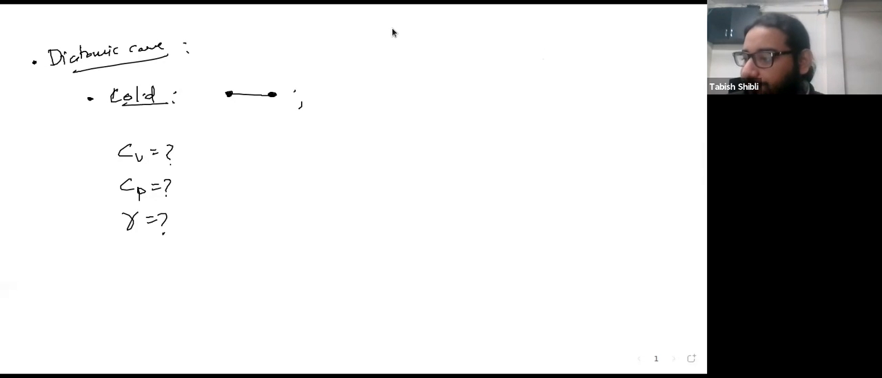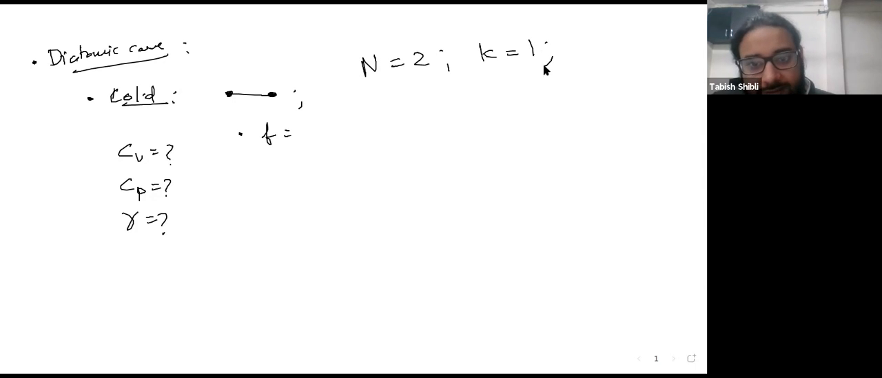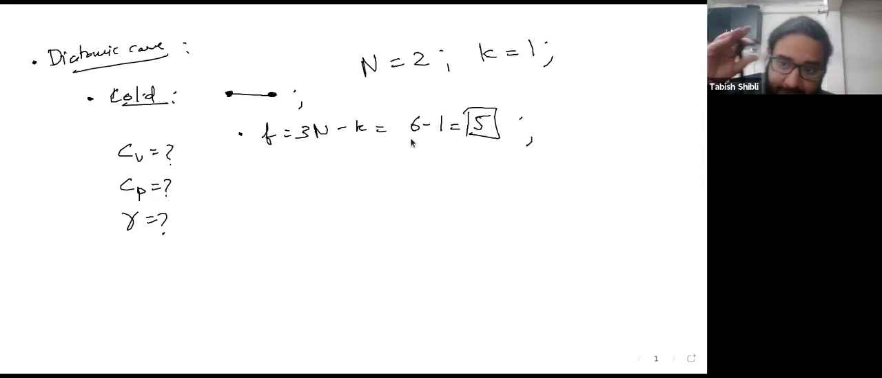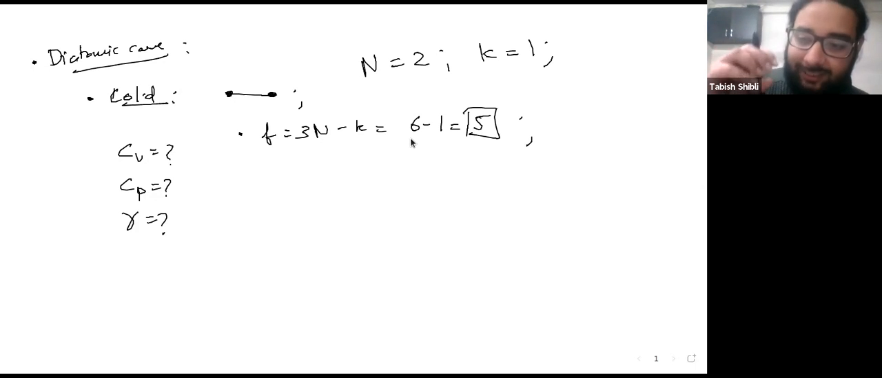2.5 R, 5 by 2. Lovely. 7 by 2, yes. So I think some of you have gotten the answer. So, okay, let's think about this. What is the number of degrees of freedom in this case? Well, the total N is 2 and total number of constraints k is 1. So it's 3n minus k, which is 3 multiplied by 2, which is 6, minus 1, which is 5, right? So this is 5 total modes where the energy can go.